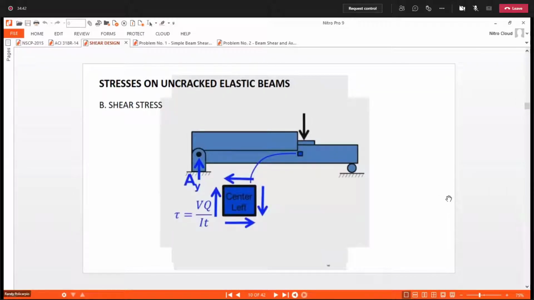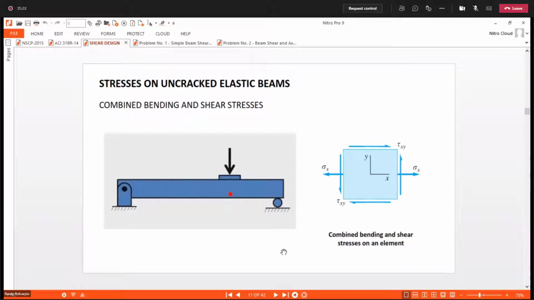Okay, for the shear, this is the shear. At this point, our element is subjected to shear stress of equal magnitude, if you are considering an element. And the computation of the shear stress makes use of this formula: VQ over I multiplied by t, or the width. B is sometimes used, like in our first formula.